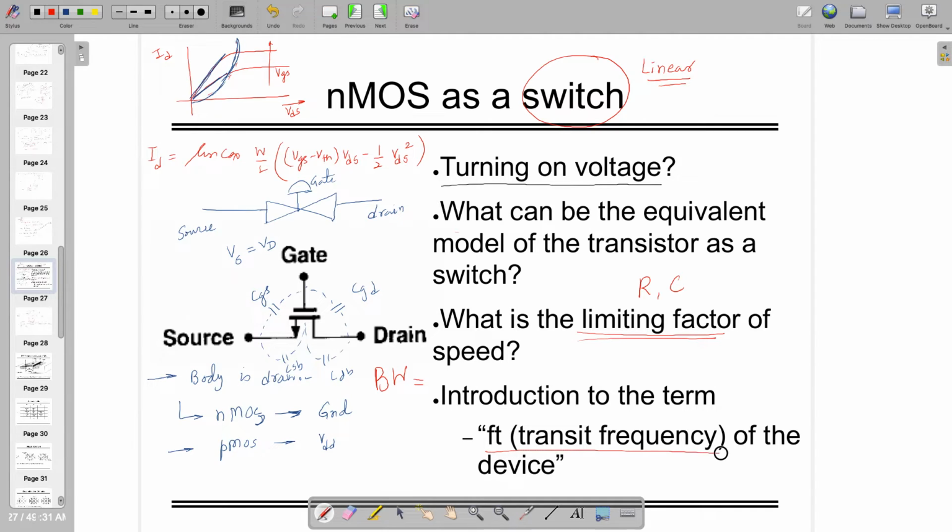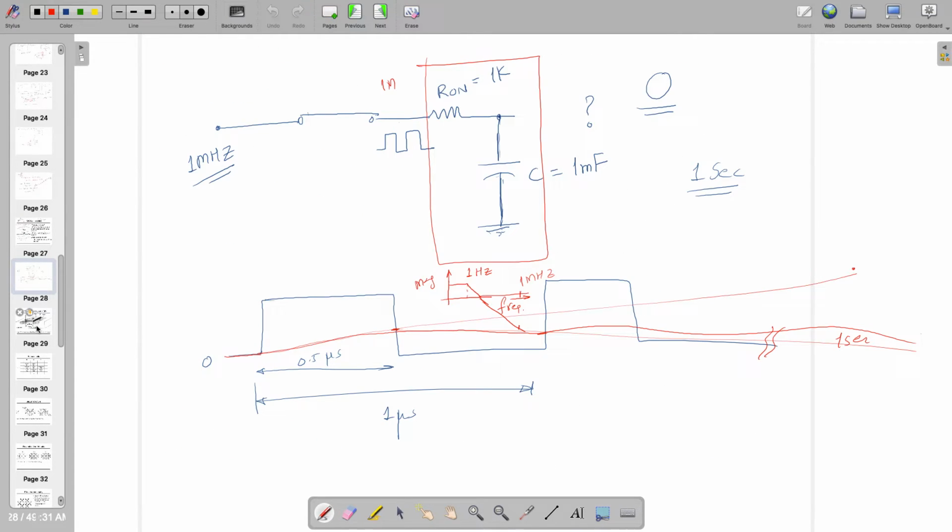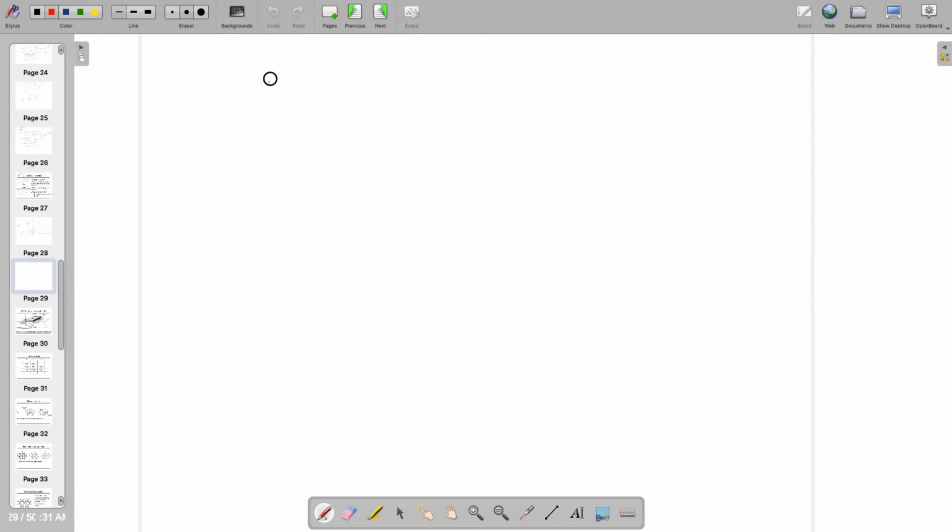Before we start, we have to know the transit frequency of the transistor. In general, I remember the following: 130 nanometer has around 300 gigahertz of Ft, and 28 nanometer is around 500 gigahertz of Ft. If you want to operate your transistor beyond that frequency, it's not possible. That's the main limiting factor of all the analog circuits, which cannot go beyond 5G.